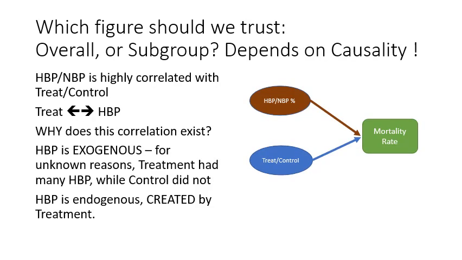So which figure should we trust? Should we say that, well, overall the drug is good and so we should administer it to everybody? Or should we look at the subgroup figures which show that the drug is actually bad for both normal blood pressure and for high blood pressure? There are two different factors which affect the recovery rate. One is whether the person is being treated or whether he is in the control group or not being treated. And the other is the proportion of the high blood pressure to normal blood pressure.